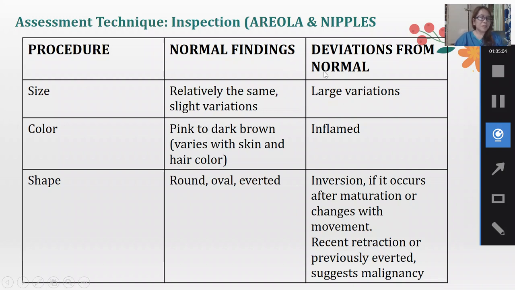Okay? So, inspection of the areola and nipples. Again, titingnan mo ulit yun. So, kanina habang nakaganyan si patient, nakataas ang kamay, nasa bewang, chine-check mo na rin yun, not only the size of the breast, but as well as the size of the areola and nipples. It should be relatively the same with slight variation. And the color should be pink to dark brown. So, depende sa skin ng client. And the shape should be round or oval, or the nipple should be everted. Okay, so dapat walang large variation, walang inflammation. There should be no inversion. Okay?